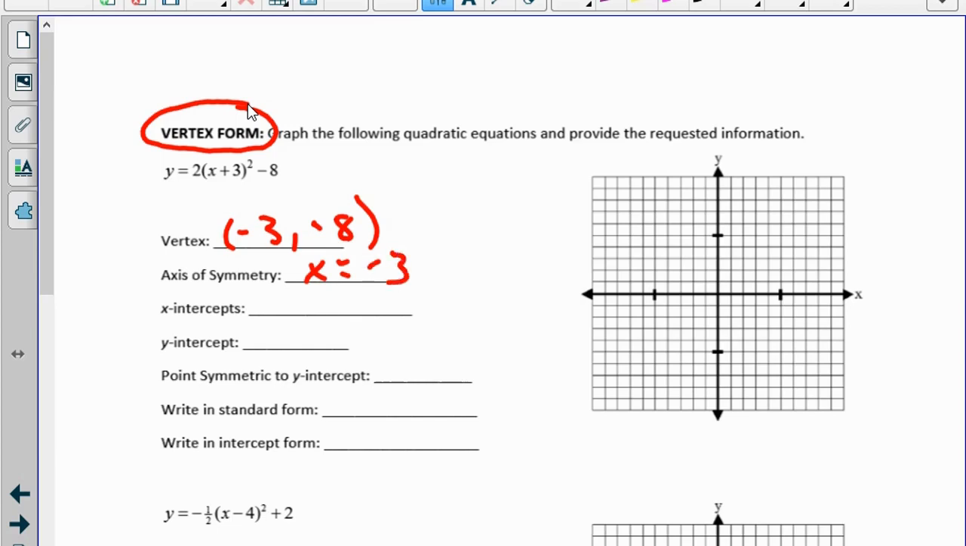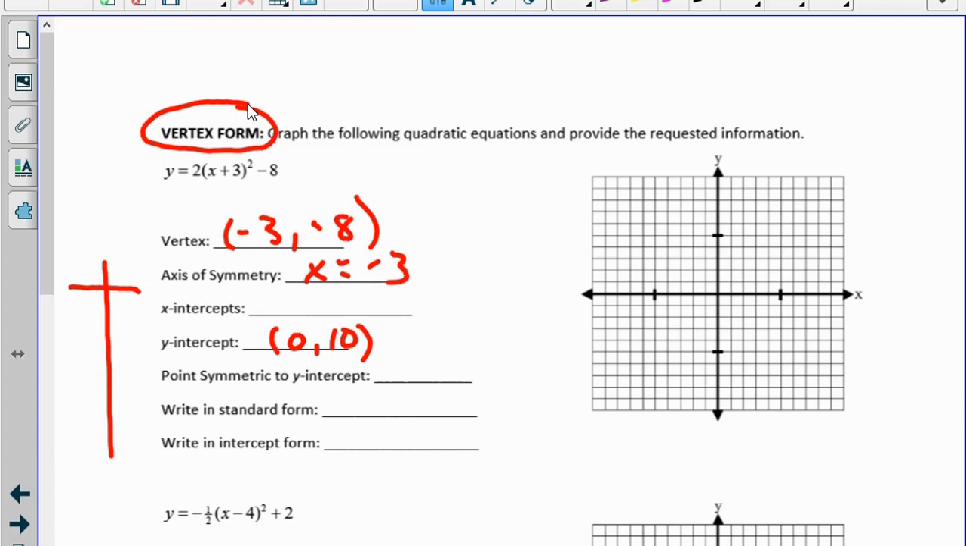And then the y-intercept, we have to do a little bit more work than we did in standard form. So if we substitute 0 in for x, we get 3 squared, which is 9 times 2, which is 18, minus 8 gives us 10. So 0, 10.